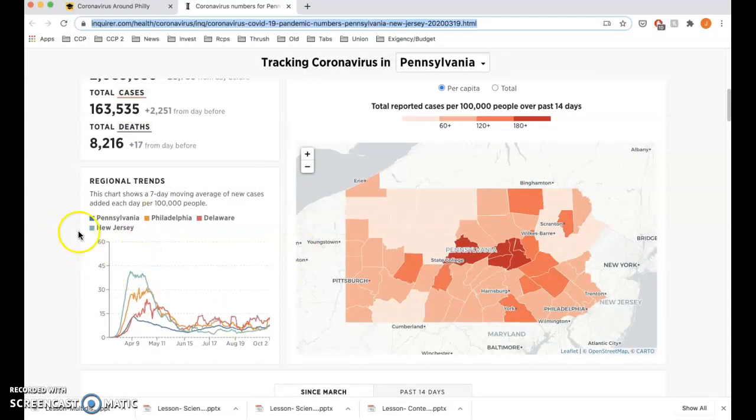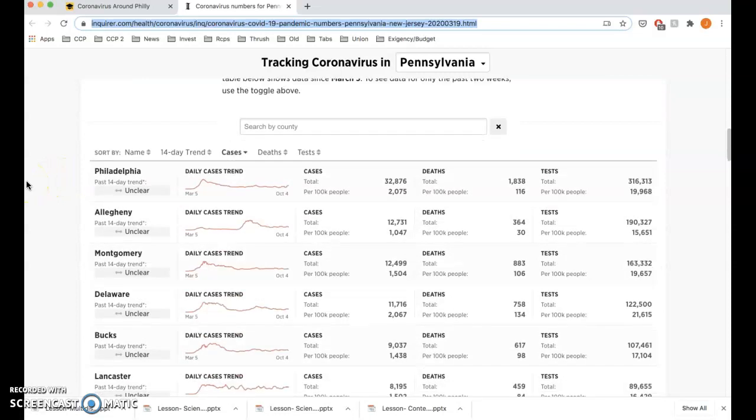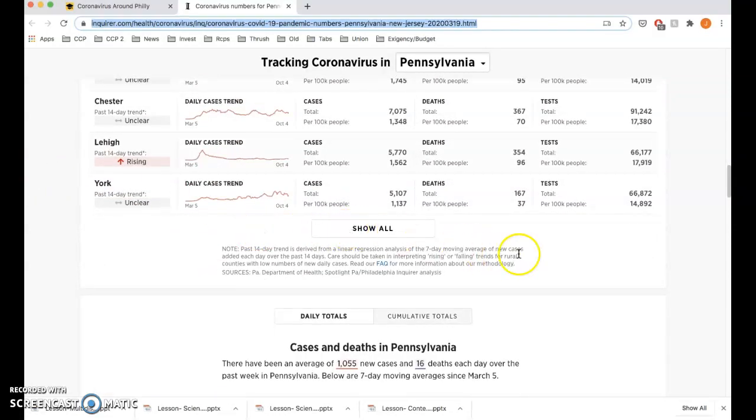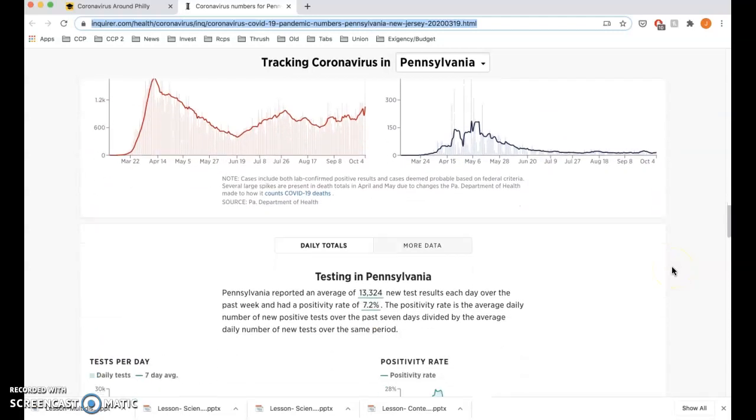There's regional trends. And if you keep scrolling down, you can also see since March, and in the past 14 days, and you can see all the counties here in Pennsylvania. If I click show all, I would see all of them. Here's cases and deaths. So there's a lot of information.